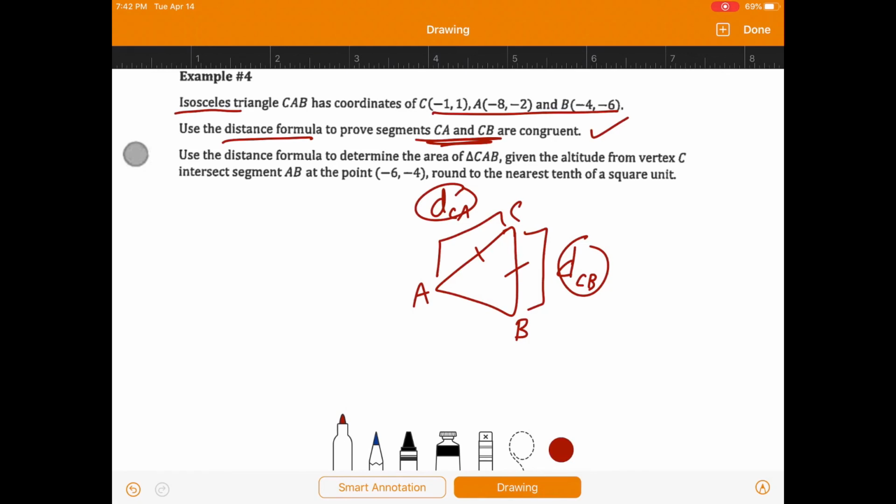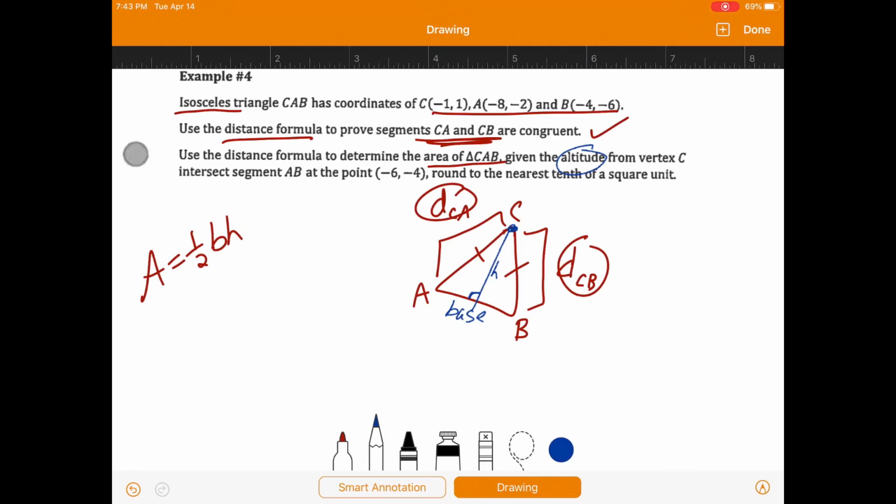The second part is using the distance formula to determine the area of this triangle. To find the area of a triangle, it's half of the base times the height. So the base is going to be this, and the height is the altitude. So we would have to find out this as well. And the altitude is always going to be perpendicular to the base and go through the vertex.